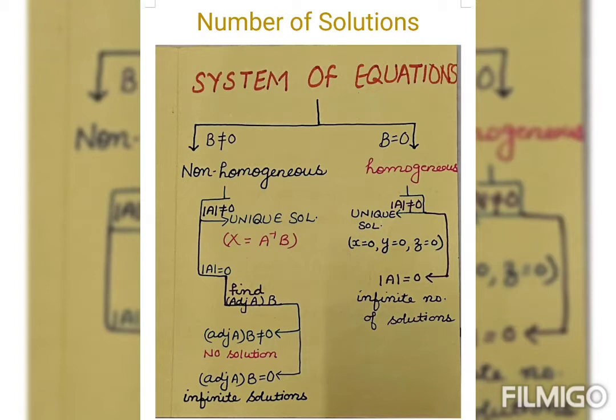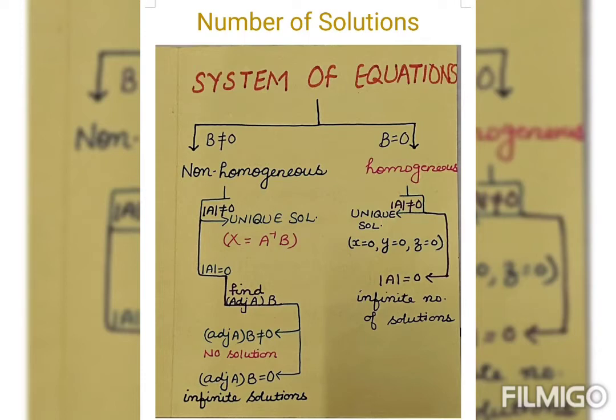To find the number of solutions, our first step will be to find the determinant of A. If that comes out to be non-zero, we will say the system has a unique solution. In case of homogeneous, this unique solution will be x0, y0, z0. But in case of non-homogeneous, we will find it.